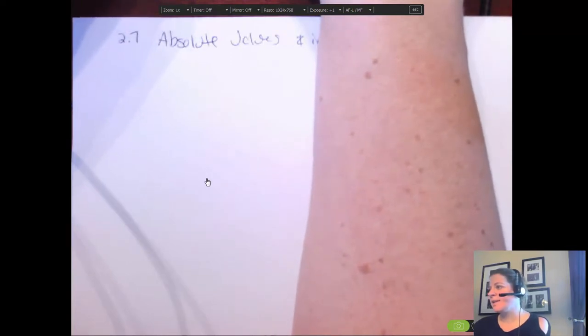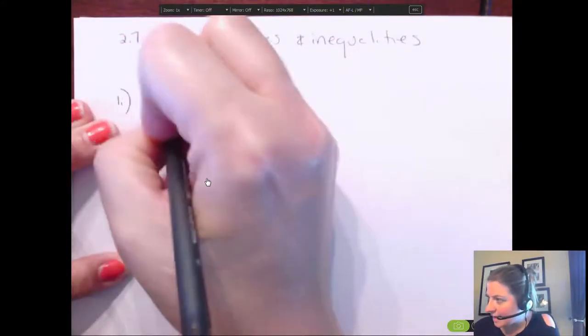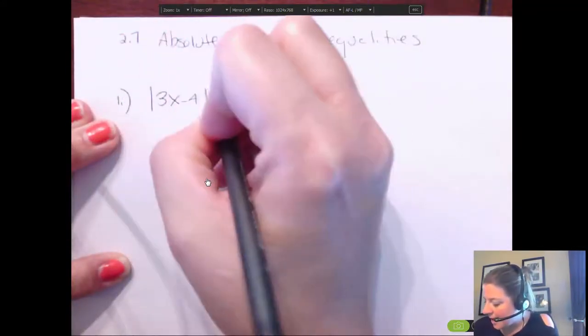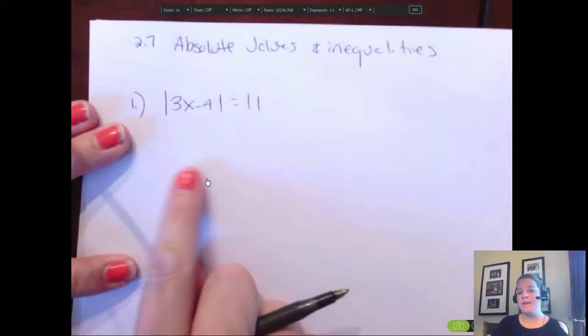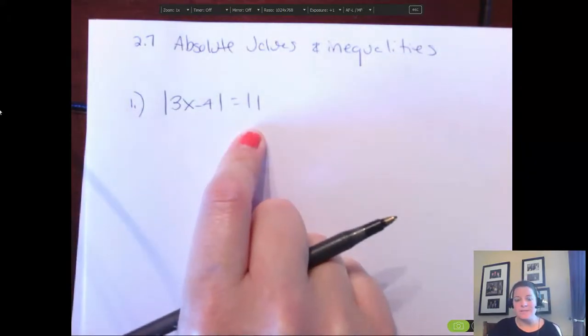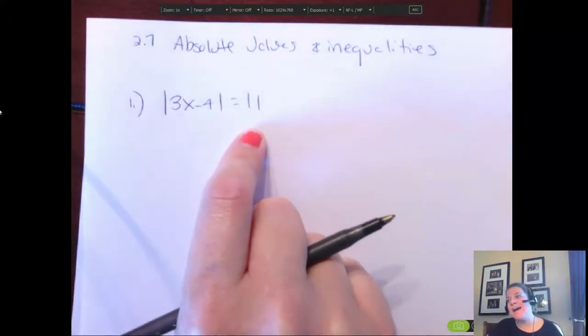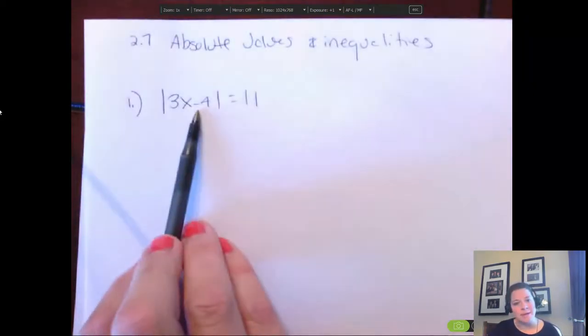Okay, let's look at the first example that I have here: the absolute value of 3x minus 4 equals 11. An absolute value could never equal a negative. So if this was a negative 11, you couldn't do it. So we can do this one, and we have two solutions, one that would make a negative under here and one that would make a positive.